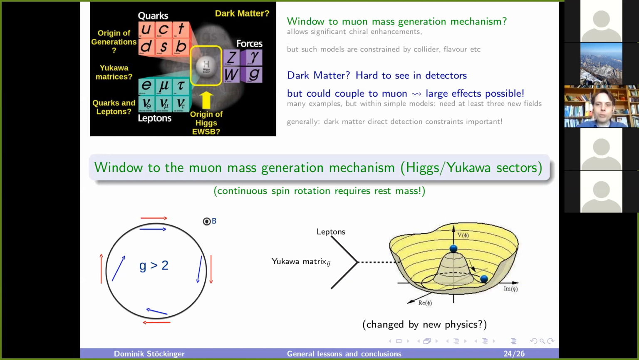And of course, the muon mass arises in this very complicated way in the standard model by coupling the muon via Yukawa matrices to the Higgs field, which in turn is generated from the Mexican hat potential. Open questions are related to all of these things, and new physics models can dramatically change the Yukawa structure and the Higgs potential. And if it changes them, then new physics models can easily give rise to large effects in g-2.